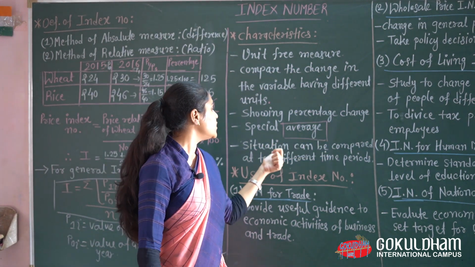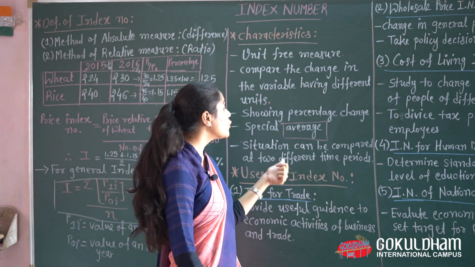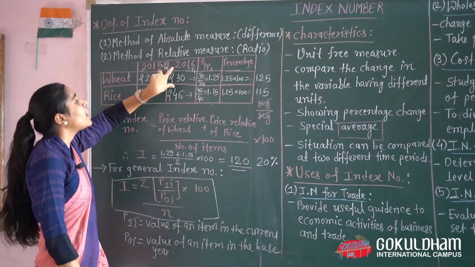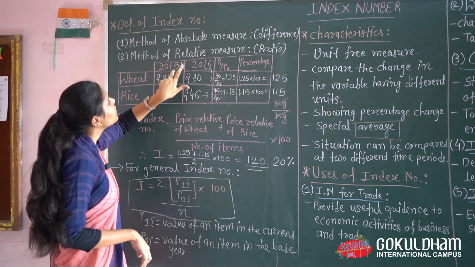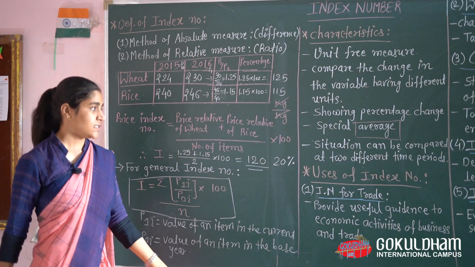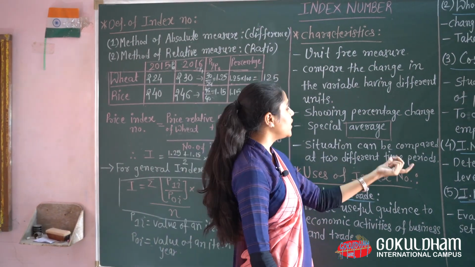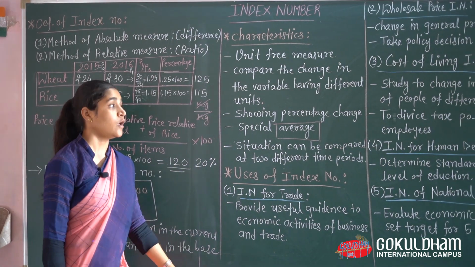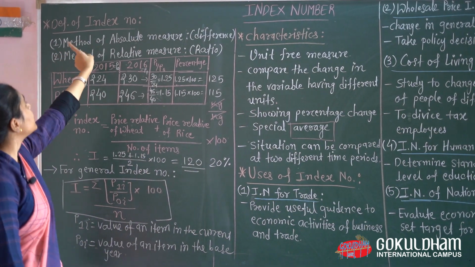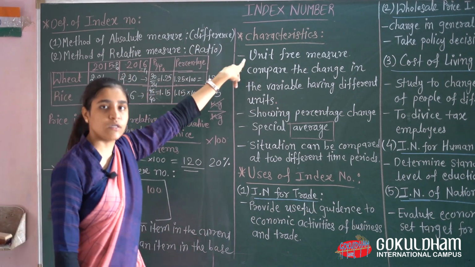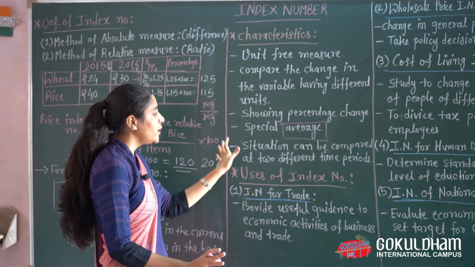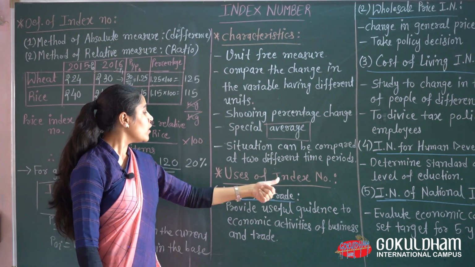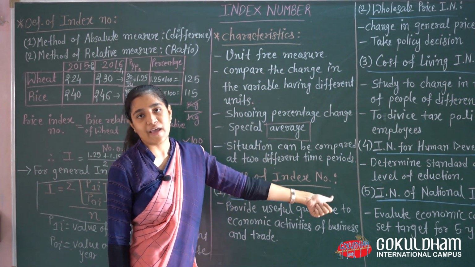And the last one is that situations can be compared at two different time periods. So clearly we can see in our example we are having two different time periods, the year 2015 and the year 2016. So that means the situation at two different time periods we can also compare with index number. So here we have ended the definition of index number and characteristics of index number, and I am hoping that you all are getting it. So the next point that we have to study is uses of index number.